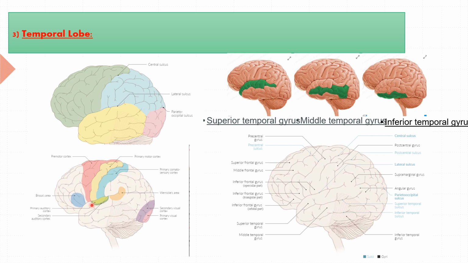The posterior part of this region in the dominant hemisphere, which is usually on the left side of the brain, corresponds to the Wernicke area. This area is very important for comprehension of language. The middle temporal gyrus and the inferior temporal gyrus have their own associated functions. The middle temporal gyrus is associated with the perception of movement within the visual field, and the inferior temporal gyrus plays a role in facial recognition.